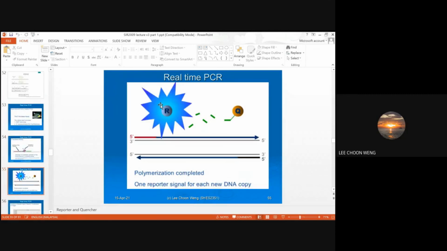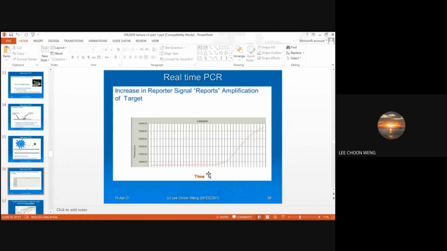Okay, so this is what happens once the R and Q are separated. You have one reporter signal for each new DNA copy. That's why you can have a more accurate detection of the amplification. This is of course more accurate than SYBR Green, because SYBR Green is not one-to-one, not one fluorescence activity to one amplicon. Whereas for the TaqMan probe, it is one-to-one.